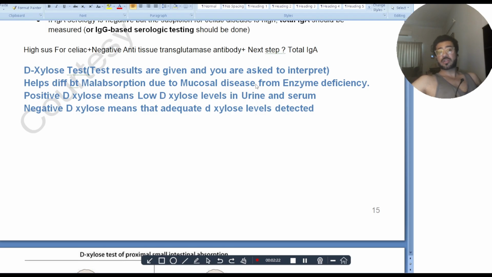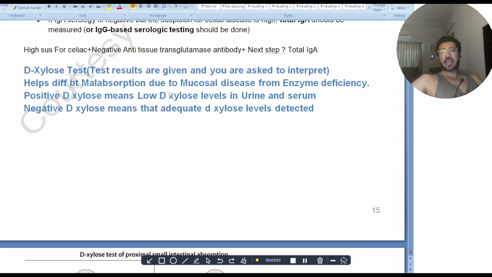So in case of celiac disease, you would get low levels, you would get a positive D-xylose. And what does negative D-xylose mean? Adequate D-xylose levels detected in the urine and the serum. This is termed as negative. So interpretation is also important. You should know what a positive means and what a negative test means. A negative test means that D-xylose has normally been absorbed, whereas a positive D-xylose means there is an abnormality in absorption. So negative means that there is adequate absorption, positive means that there is an abnormality.